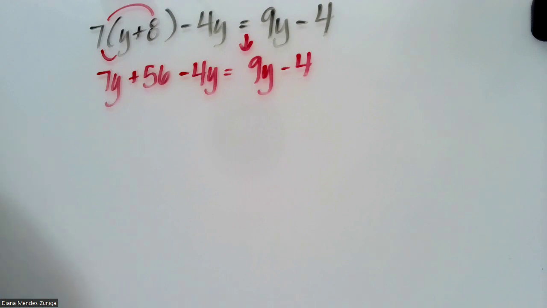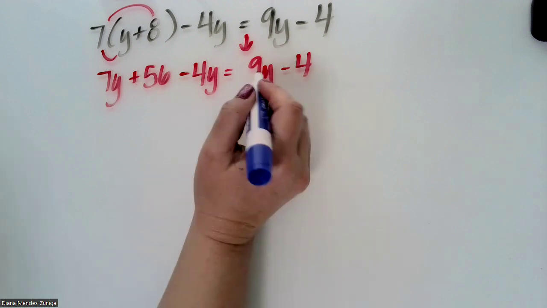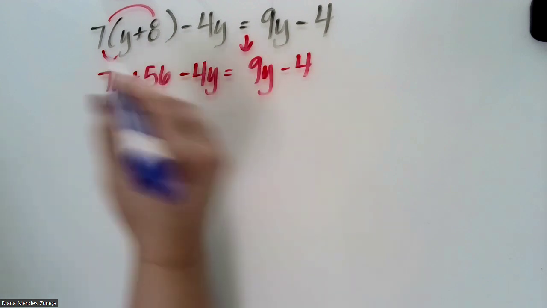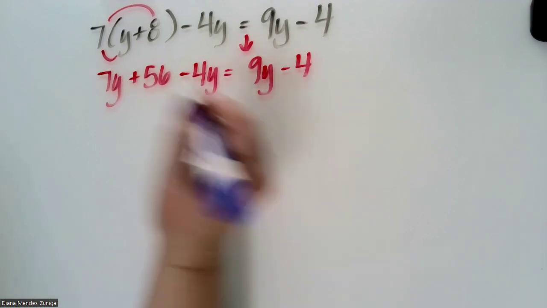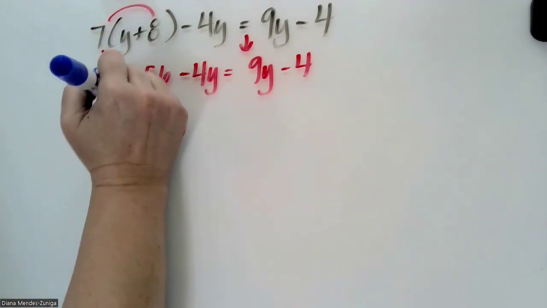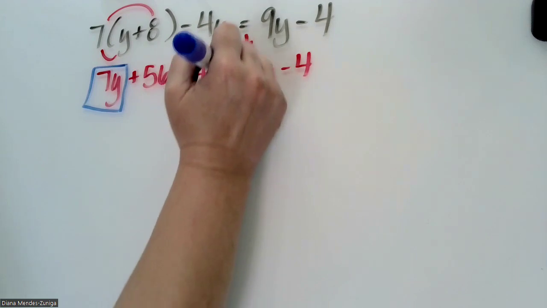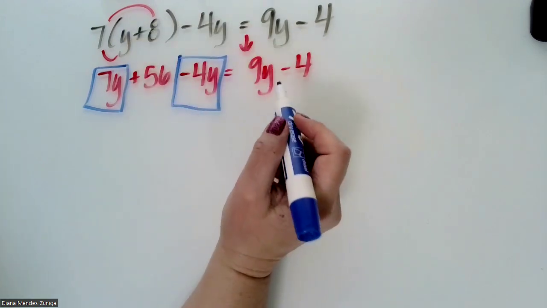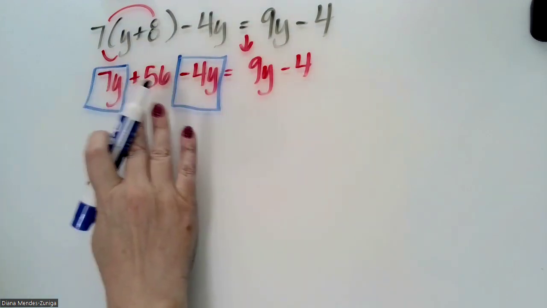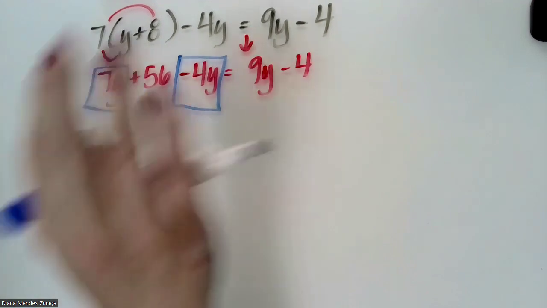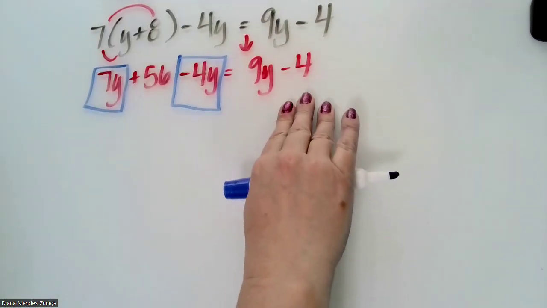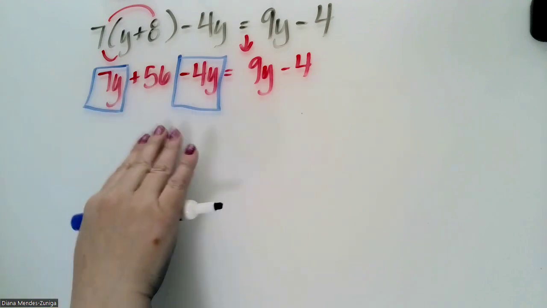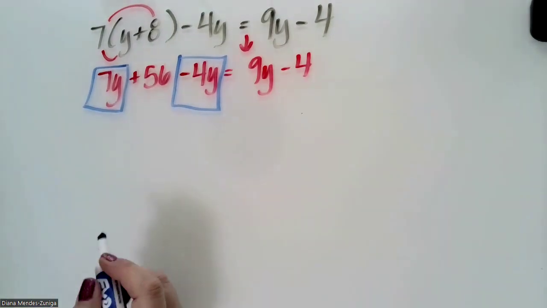Now our next step that we do in solving equations is combining like terms. Now, 9y, 4y, and 7y are all like terms, but I'm only going to combine these two. The reason is that I can only combine terms on one side of the equal sign. If there were like terms on this side, I would combine them on this side, and then separately I would combine them on this side, okay?